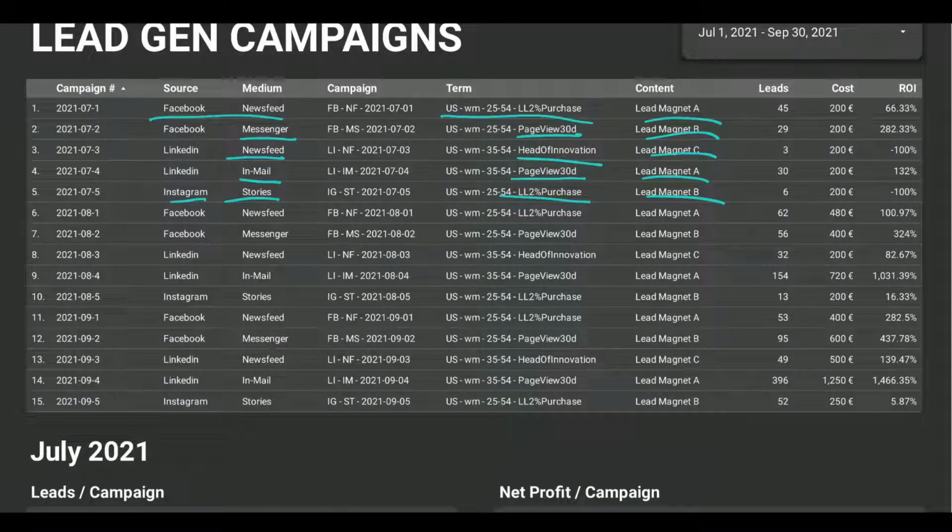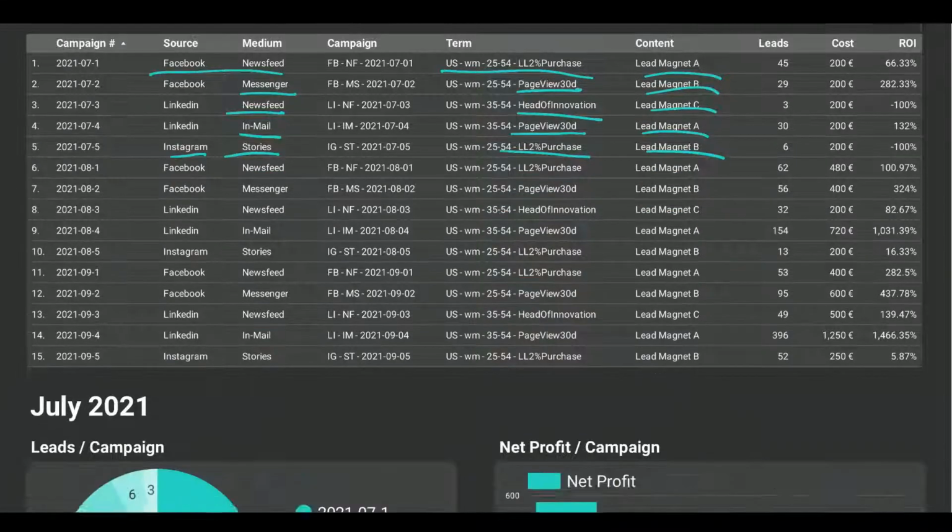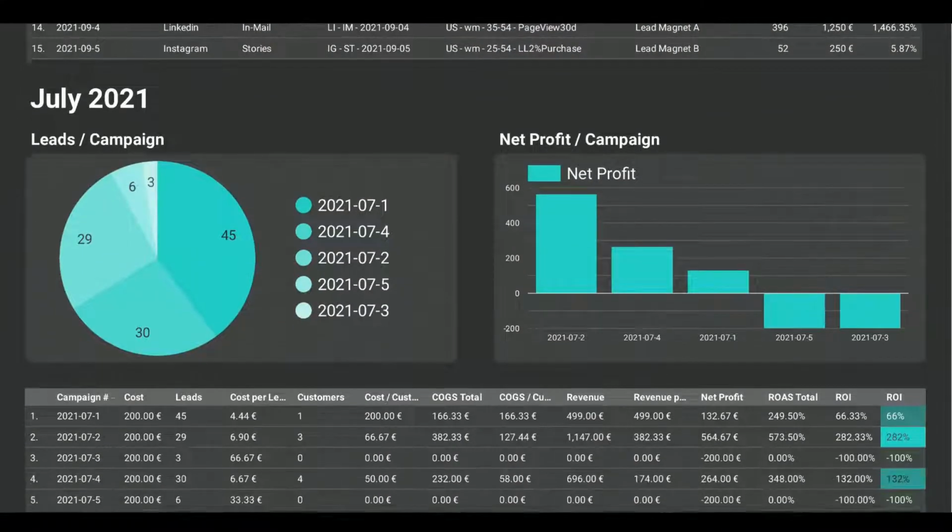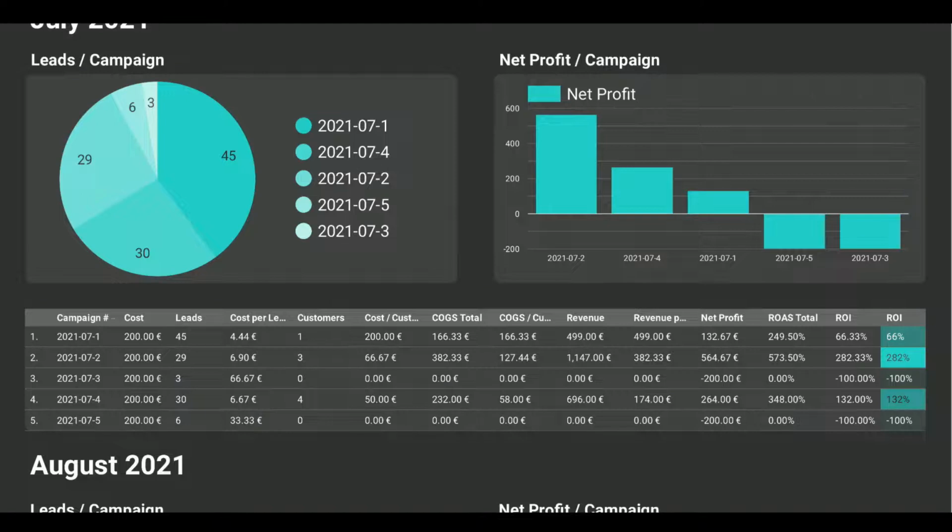Because we learned, oh, this is working well, this is not working well. Let's shift budgets and maybe tune the campaign a little bit, based on the data that we had before. So in the first month, you can see in July that campaign number 1 creates the most leads. Yeah, this one here, and we see the net profit distribution.